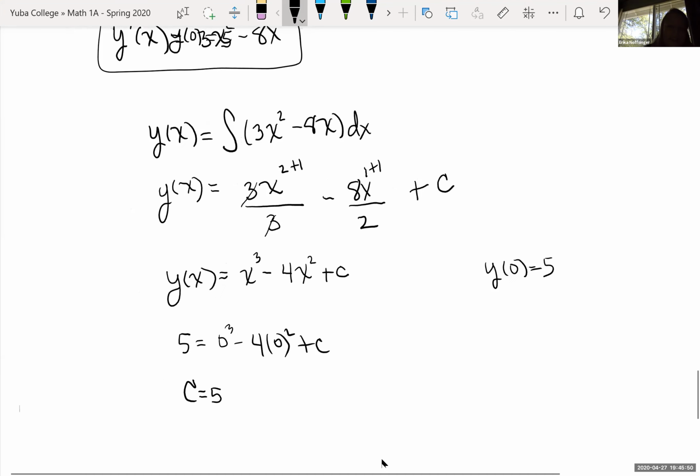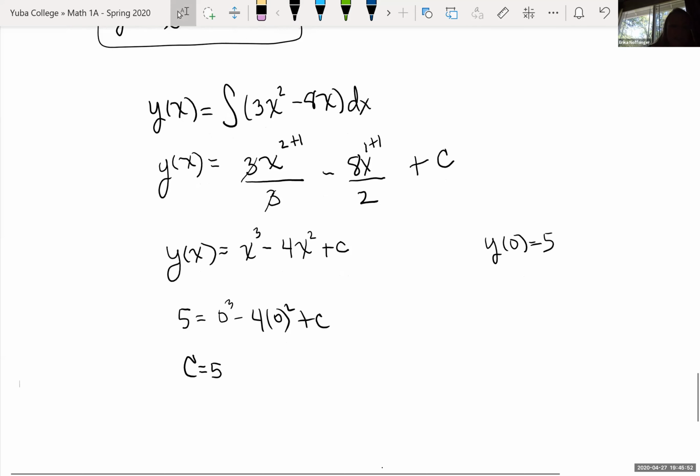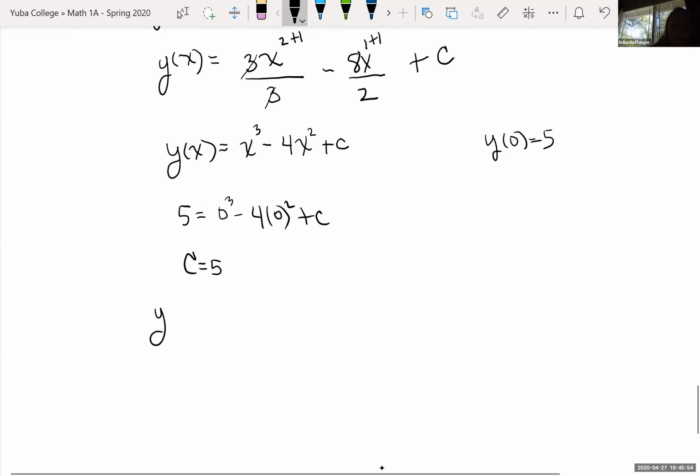And so knowing that, we now have our original function y of x. So y of x is equal to x cubed minus 4x squared plus 5.